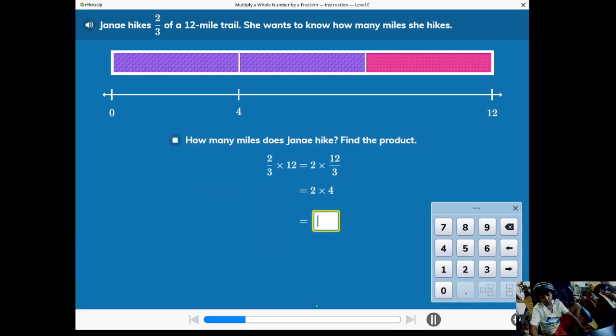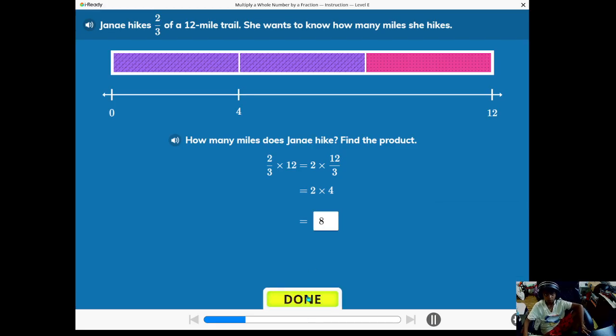How many miles does Janae hike? Find the product. 8. Great! 2/3 of a 12-mile trail is 8 miles. Janae hikes 8 miles.